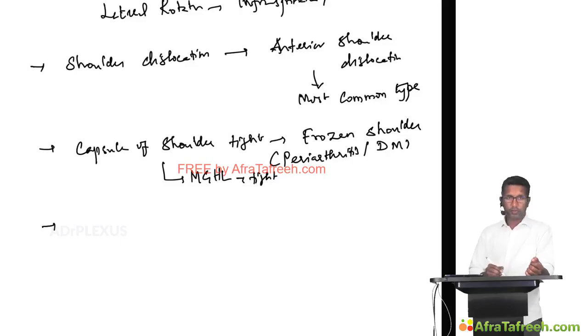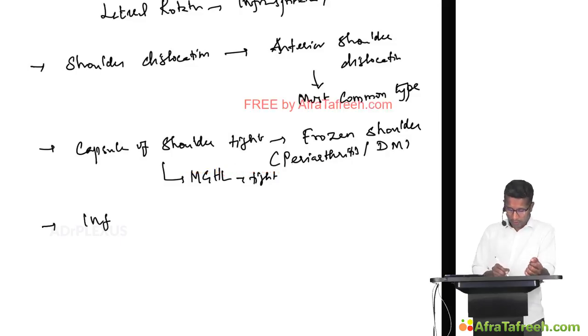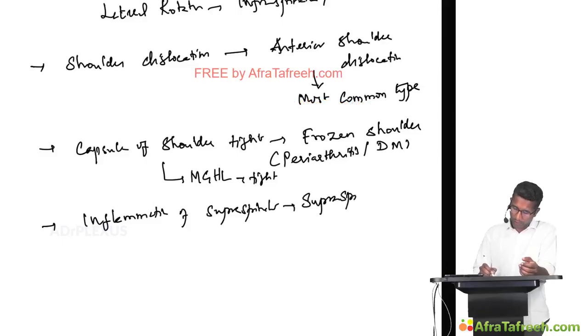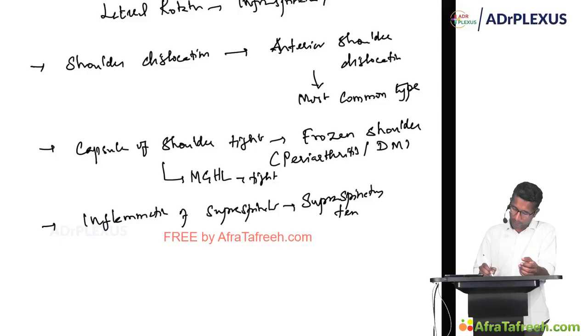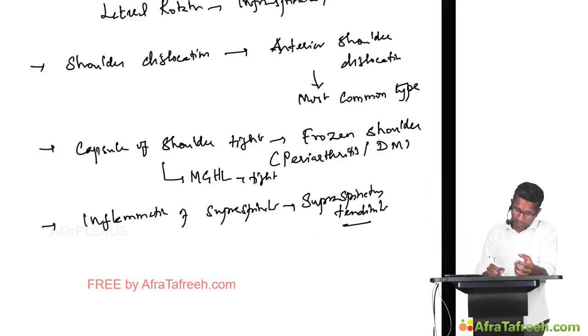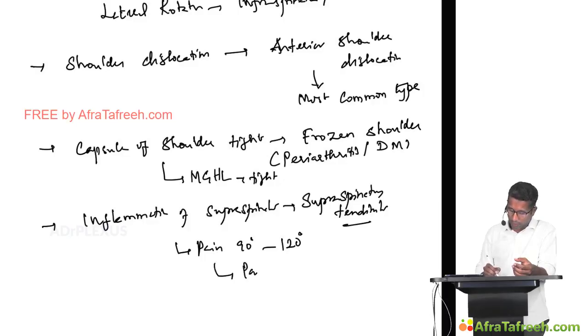Sometimes inflammation of the supraspinatus can happen, usually in players. That is called supraspinatus tendinitis. When the patient with supraspinatus tendinitis does abduction of the shoulder joint, he will have pain between 90 degrees and 120 degrees, which is called painful arc syndrome.